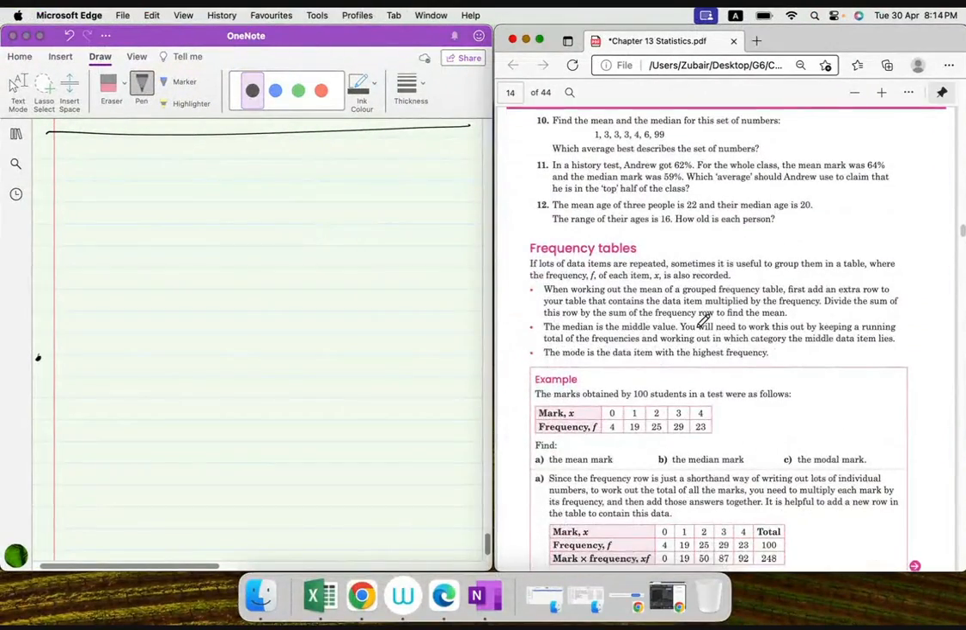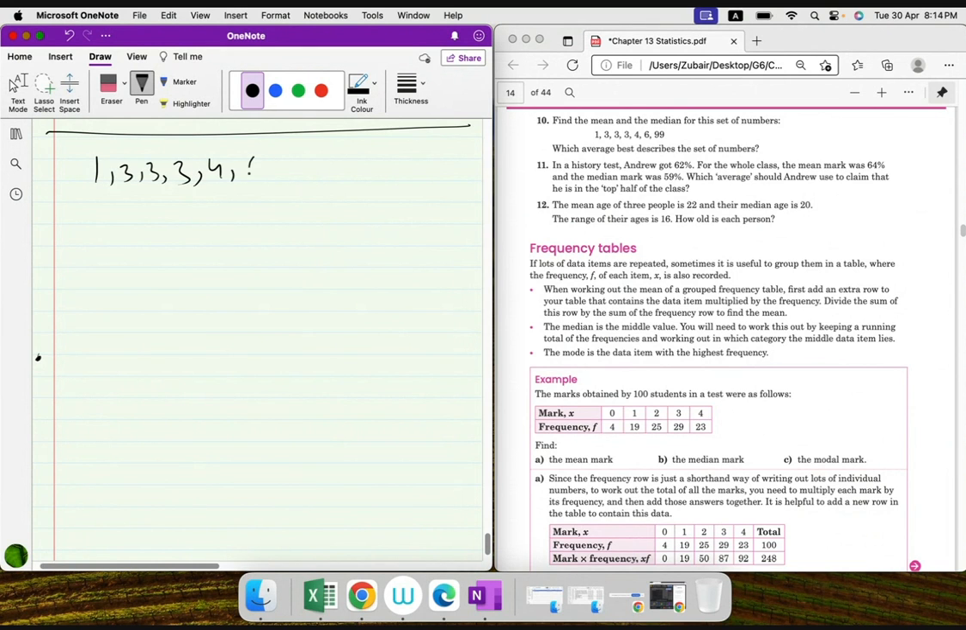Question number 10. Find the mean and the median for the set of numbers. So yes, they are easy. In order, which average best describes? Okay. So this is 1 and we have 3 of 3's, 4, 6 and 99. So we are finding mean. 1 plus 3 plus 3 plus 3 plus 4 plus 6 plus 99 divided by 1, 2, 3, 4, 5, 6, 7 numbers.